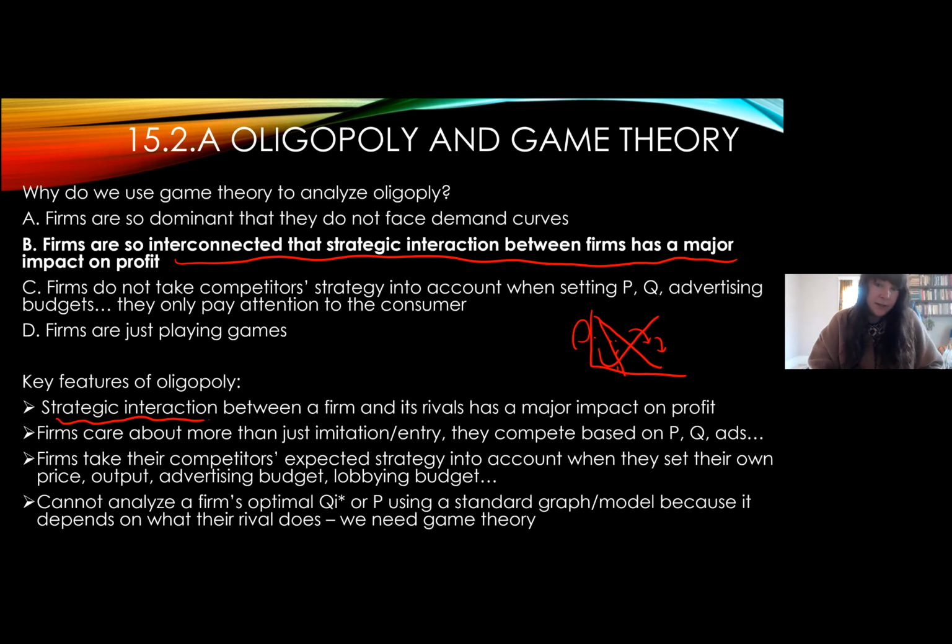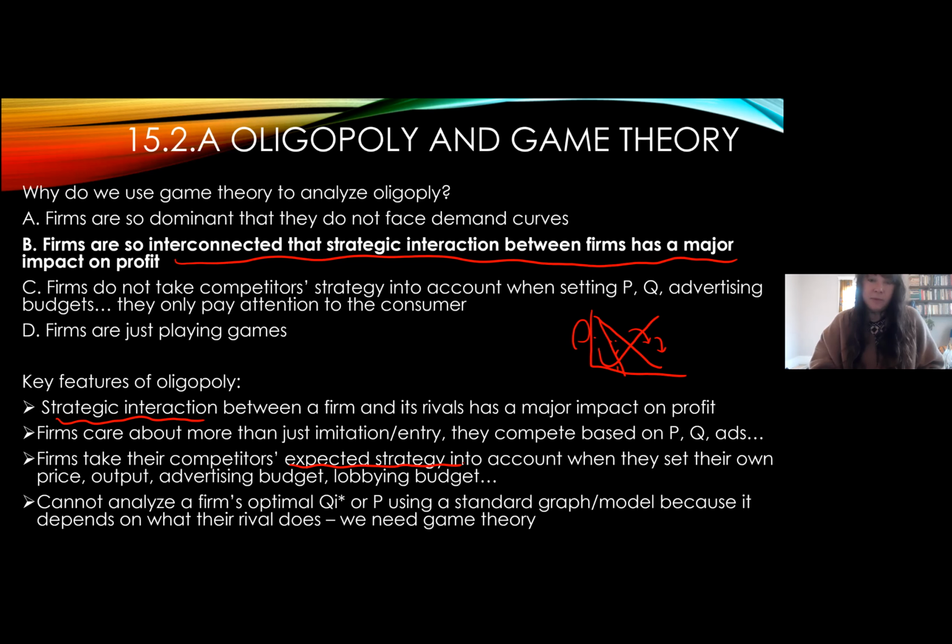Could be the competitor's price that really affects you. Could be the amount of oil they drill or release, the quantity they produce. It could be their ads. It could be their lobbying power. So firms are going to take their competitors' expected strategy into account when they set their own price, their own output, their own advertising and lobbying budgets.